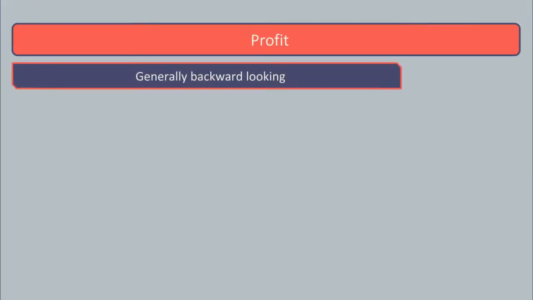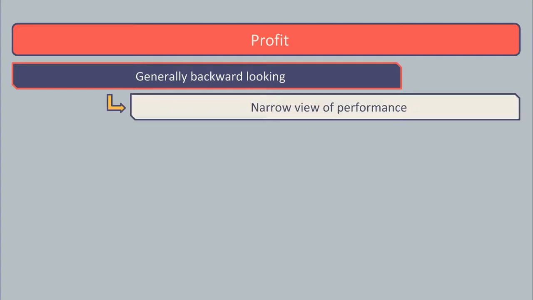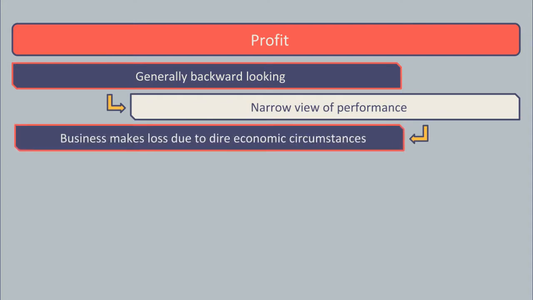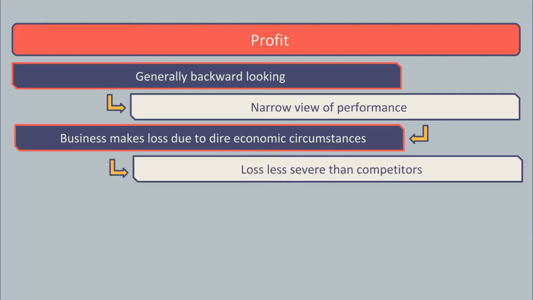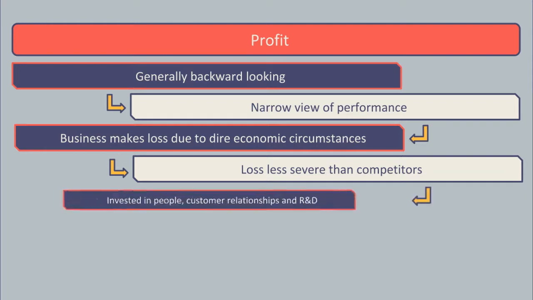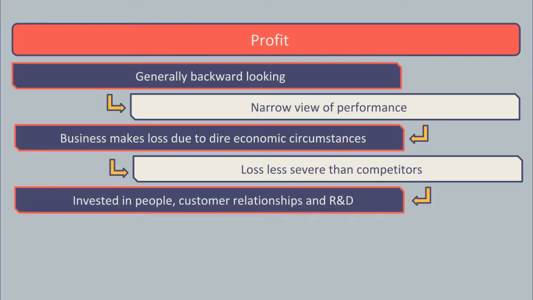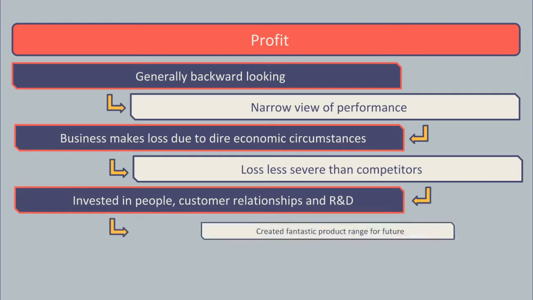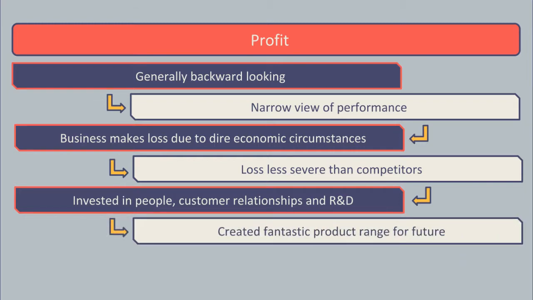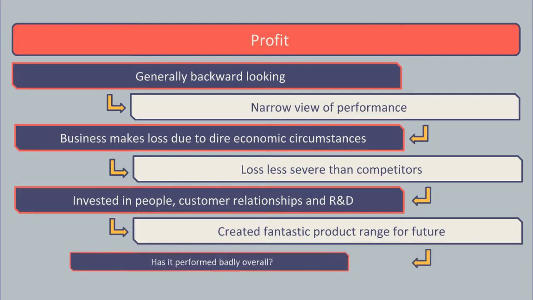Profit is also generally backwards looking, which doesn't help if you're more interested in the creation of wealth in the future. It's also a fairly narrow view of performance. Take, for example, a business who, because of dire general economic circumstances, has returned a loss for the year. But not only was that loss less severe than that of its competitors, suppose this business has invested in its people, in its customer relationships, and in research and development to create a fantastic product range, setting the business up well for the future. Has it really performed badly overall?